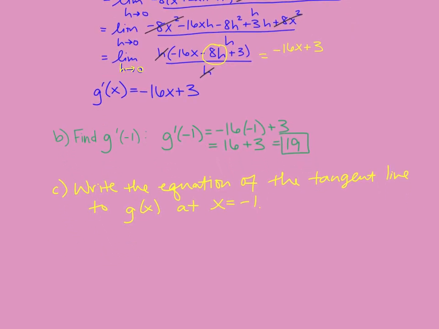So I'm going to write this in some real cool calculus notation in black here. So the slope of the tangent line is g prime at negative 1. That's kind of cool. It's 19. So we have the slope. We have part of our point. The point is, we know x is negative 1.